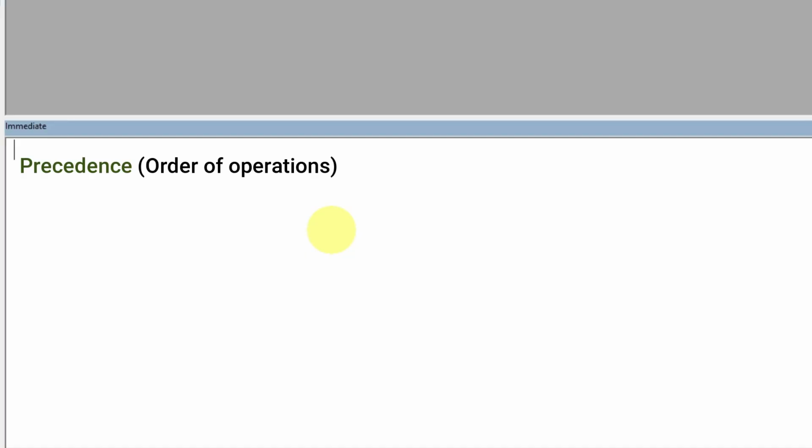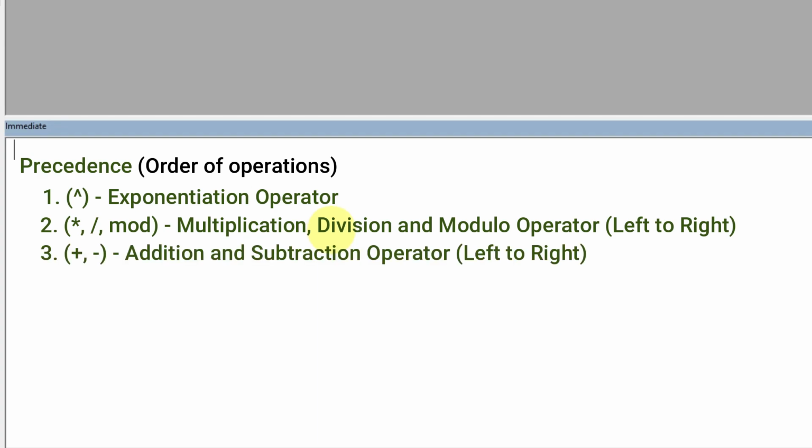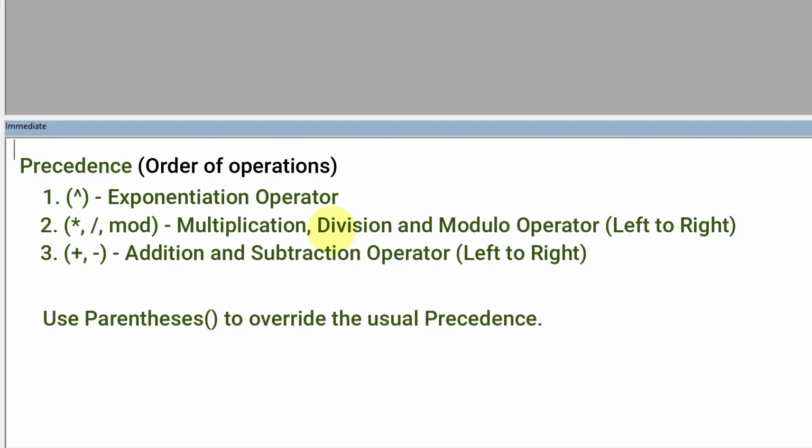And the order of operations, also called precedence of VBA math operators, is like that of mathematics. So the exponentiation operator is evaluated first, then the multiplication, division, and modulo operators are evaluated next from left to right, and the addition and subtraction operators are evaluated last, also from left to right. And you can use parentheses to override the usual precedence if you need to.